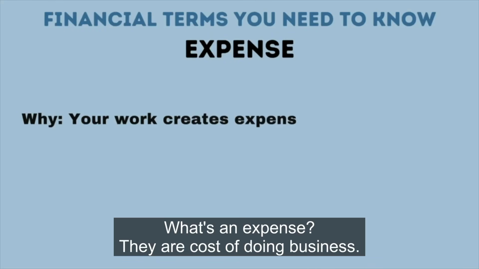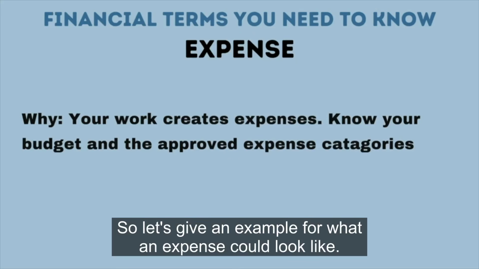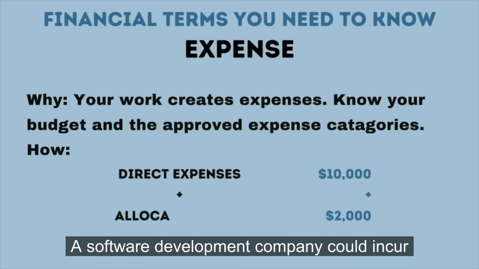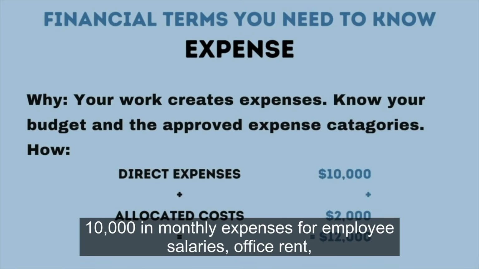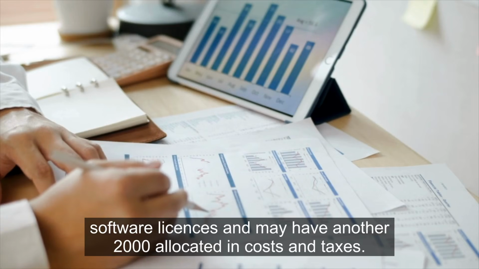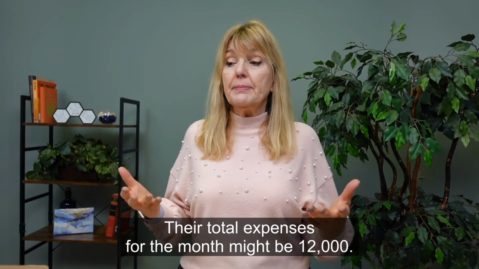What's an expense? They are costs of doing business. So let's give an example for what an expense could look like. A software development company could incur $10,000 in monthly expenses for employee salaries, office rent, software licenses, and may have another $2,000 allocated in costs and taxes. Their total expenses for the month might be $12,000.